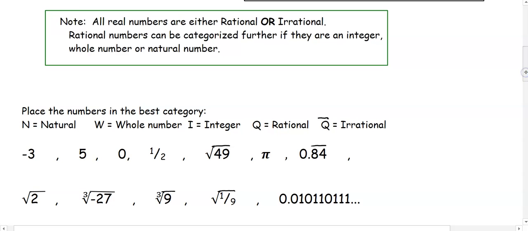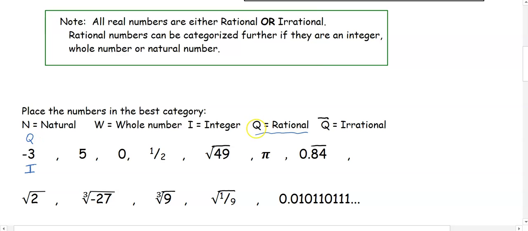So let's place the best category, okay? -3 is an integer. It's not a whole number. It's not a natural number, but it's an integer within your rational bin. So this is a rational number.